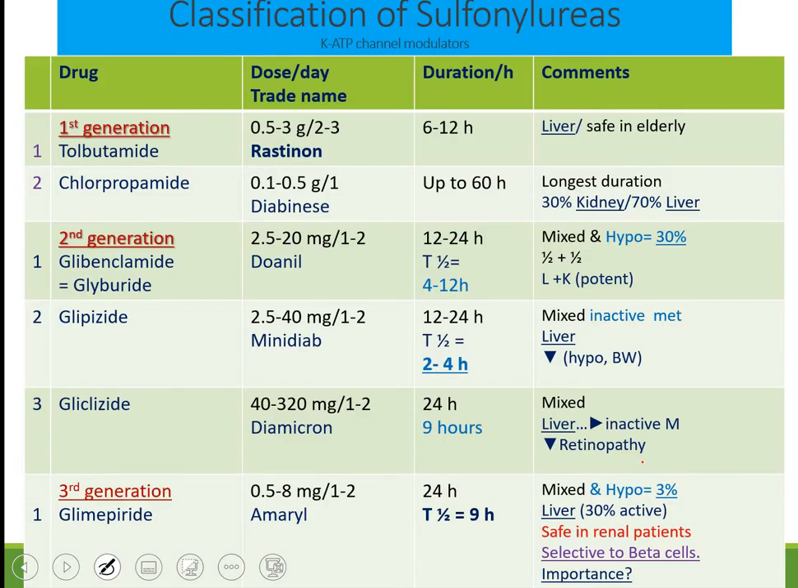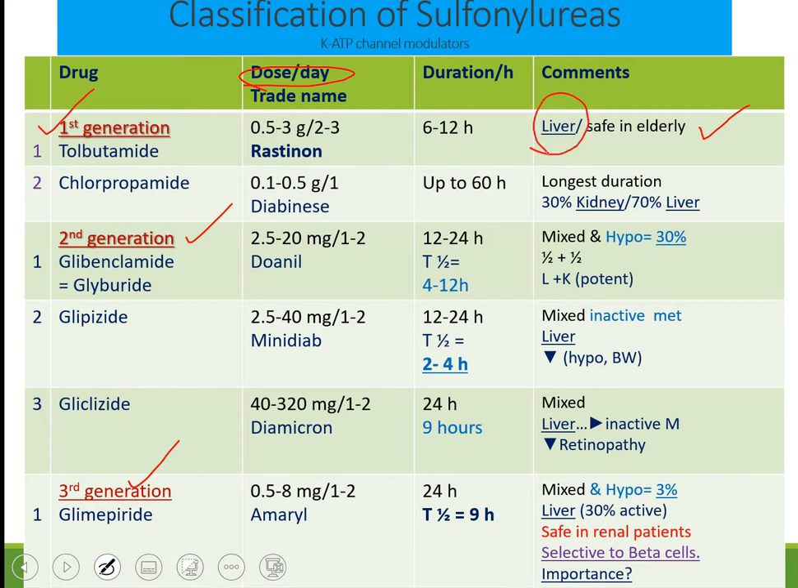This is the classification of sulfonylureas. You may find first generation, second generation, third generation. And this is the dose per day. What are the doses per day given? And you see, for tolbutamide, remember, this is safe in elderly but metabolized through the liver. This is a technical point to remember.